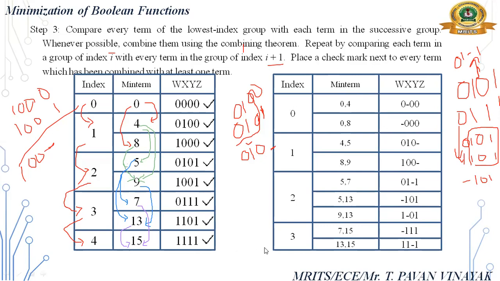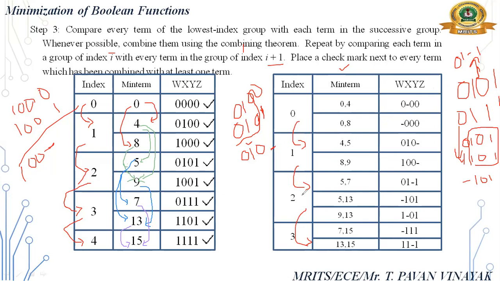For the second table, you have to perform combination: index 0 with 1, 1 with 2, 2 with 3. Like that you have to reduce indexes as far as possible. Here all get tick marks, so none is essential, none is a prime implicant. You have to find the prime implicants. Let us check whether these are all prime implicants or not.